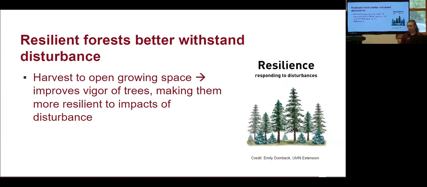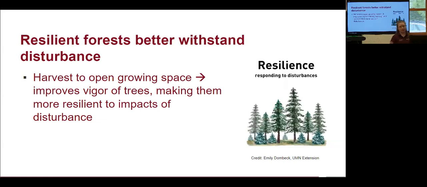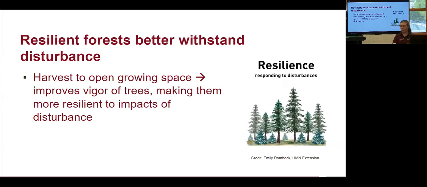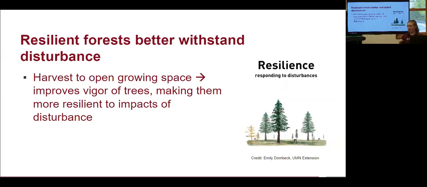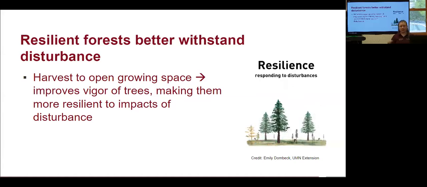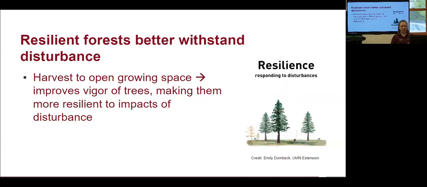And we do that in a few different ways. The top way is just harvesting in order to open up growing space in the woodland. And when I say growing space, this is not only the physical space, but also the resources that trees need to grow. So if trees don't have enough growing space, they are not accessing the resources that they need, which means they're going to be stressed, unhealthy, and of poor vigor. So if we go in and open up growing space, this makes sure that trees can access the resources that they need, whether that's light, water, or nutrients, and they can be more vigorous and resilient to the future impacts of disturbances.